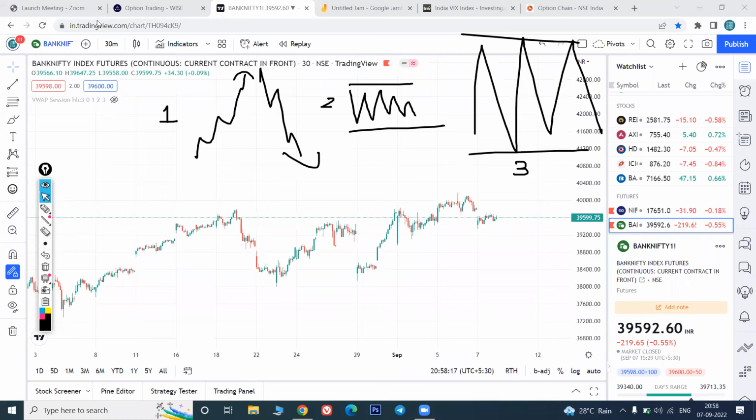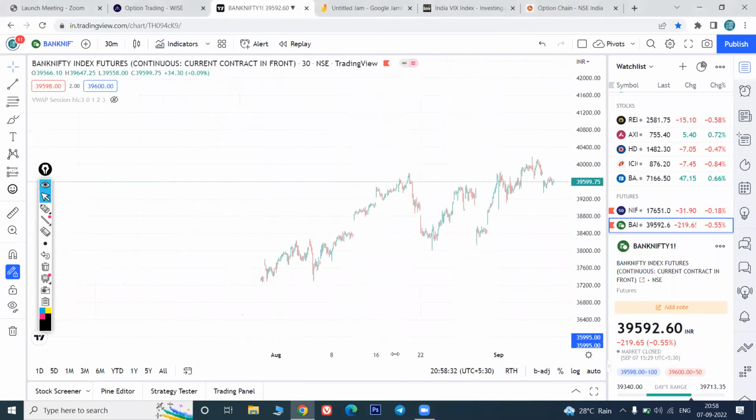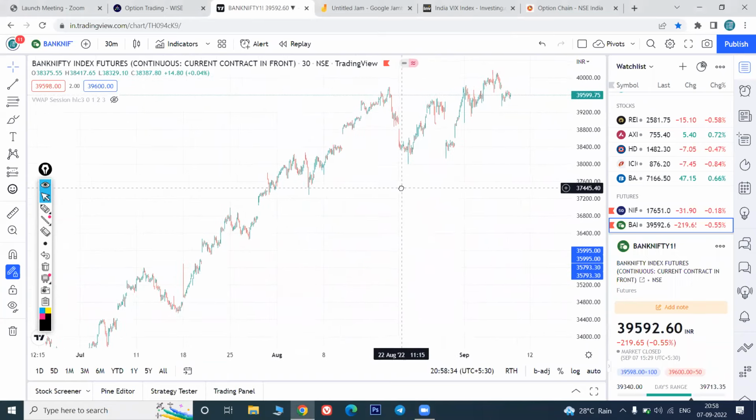Can you see, traders, whether it is stage 2 or 3? Okay, so I will tell you how to understand whether the price is in stage 2 or stage 3 or stage 1. Very simple. Just zoom out the chart.